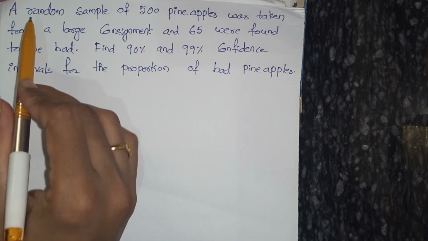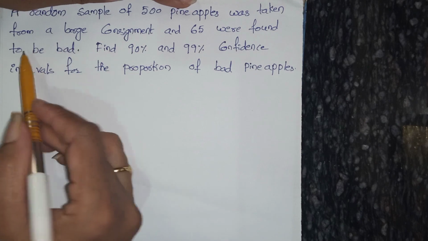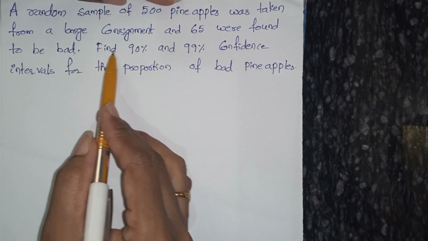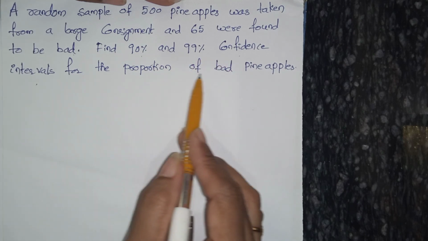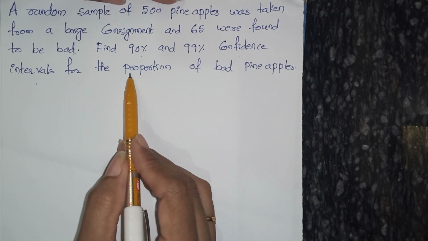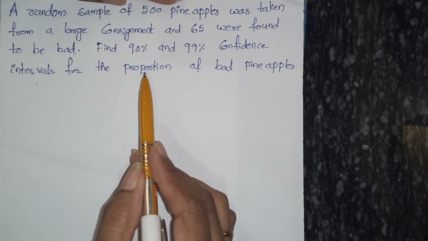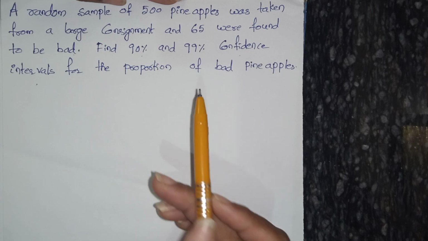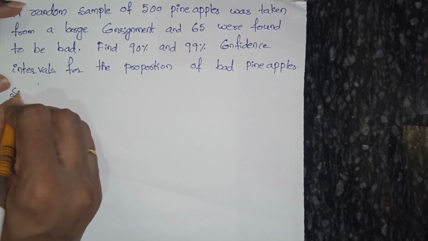Let's see. A random sample of 500 pineapples was taken from a large consignment and 65 were found to be bad. Find 90% and 99% confidence intervals for the proportion of bad pineapples. So what they are asking us to find is the proportion of bad pineapples. We all know that the proportion formula is P equals X by N. For that we have to find confidence intervals. First we'll write the given data.